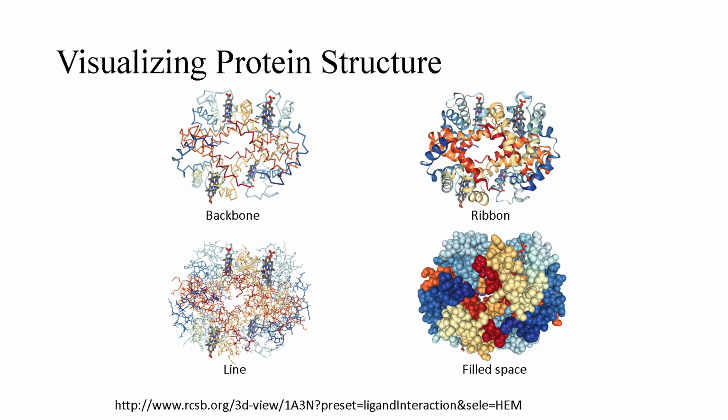Protein structures can be visualized in multiple representations. Ribbon diagrams highlight secondary structures like helices and sheets. Backbone models trace the path of the polypeptide chain. Space-filling models show how the protein occupies 3D space. Explore tools like the RCSB Protein Data Bank to interact with these models and analyze real protein structures in 3D.